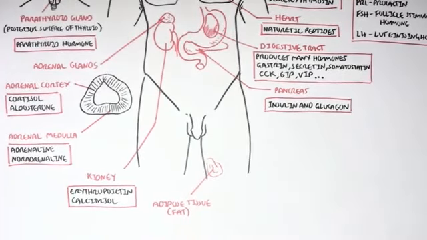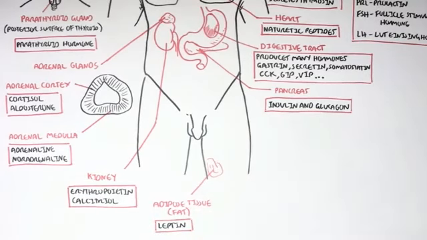Adipose tissue, which is essentially fat, also secretes hormones. It secretes leptin, which is important in fat metabolism.